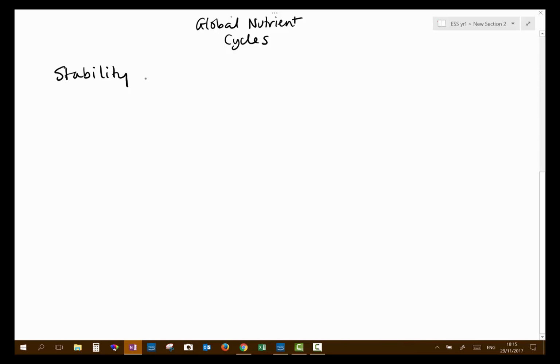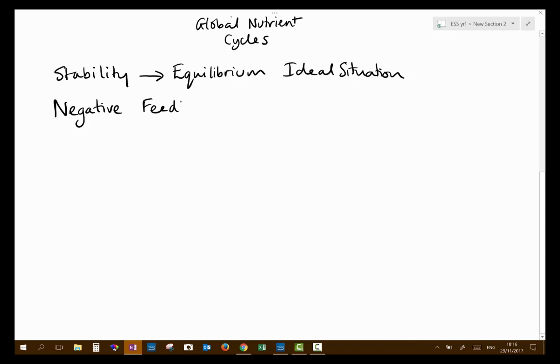A system is going to hopefully have some kind of equilibrium. Okay, and that's the ideal situation for an ecosystem, which is what we're really considering. Okay, so first of all, we're going to think about how these systems maintain that equilibrium, and so we're going to think about negative feedback. And remember, negative is good. Okay, this is a negative feedback loop.